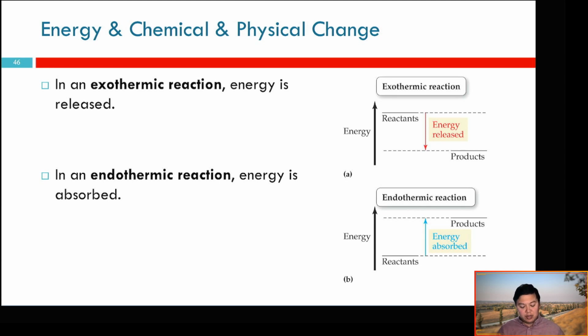Again, a lot of chemistry comes down to these categories. So we have categories for where heat's going in a reaction. In an exothermic reaction, we're releasing heat, we're releasing energy. In an endothermic reaction, energy is absorbed. Could also talk about endothermic physical changes, right? So the endothermic physical change that we just talked about was water evaporating.